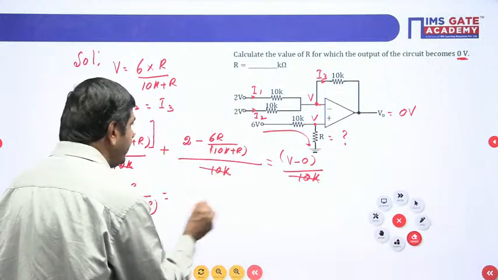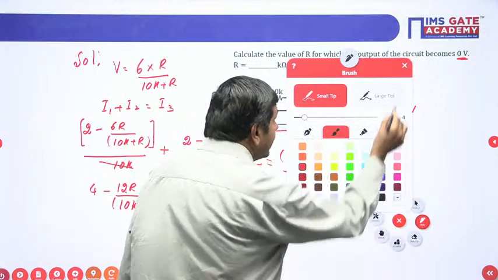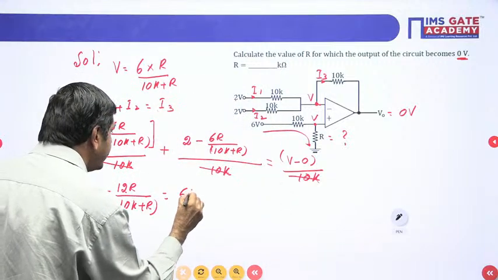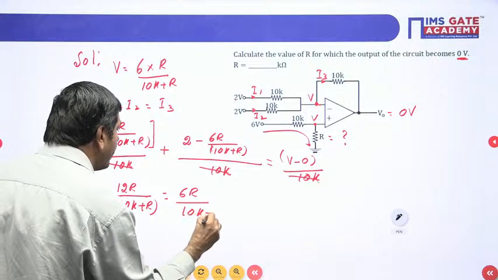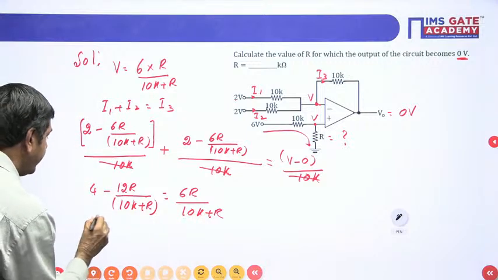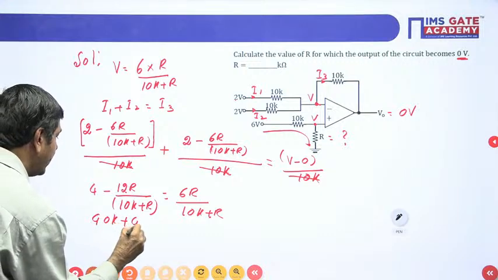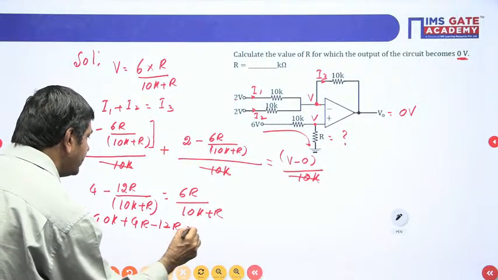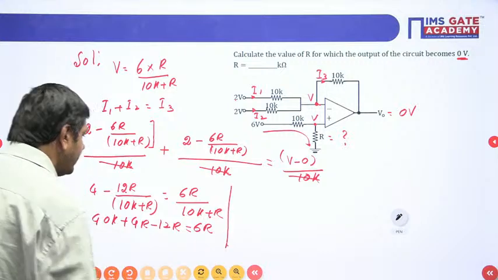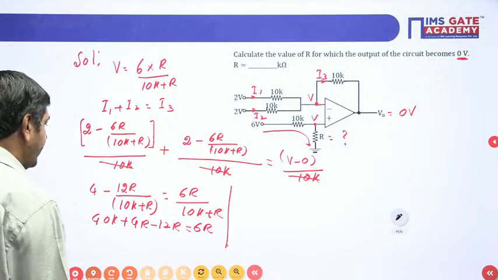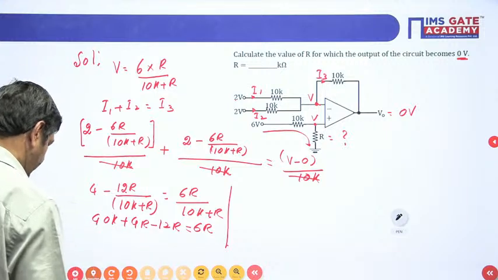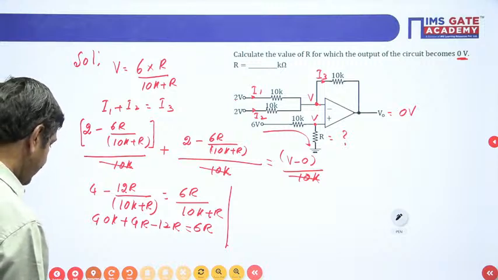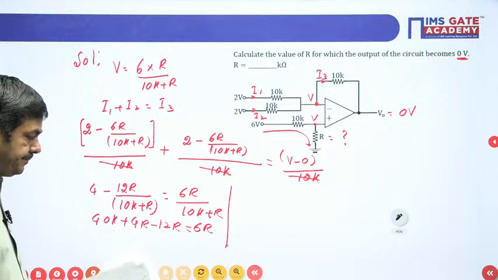We can put here now that V value we know very well. That V is nothing but, that V equal to 6R by 10K plus R. But I want to take LCM, 40K here plus 4R here minus 12R, that equal to 6R I can put now. But what is the total R we are getting here now? 4R minus what total R it comes here finally?